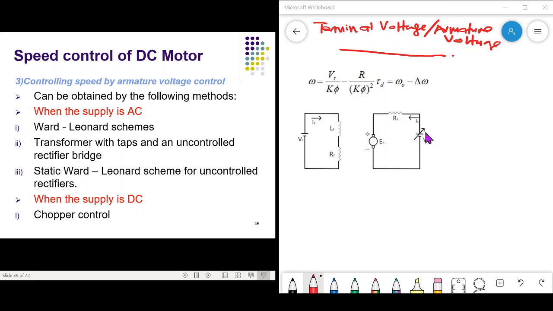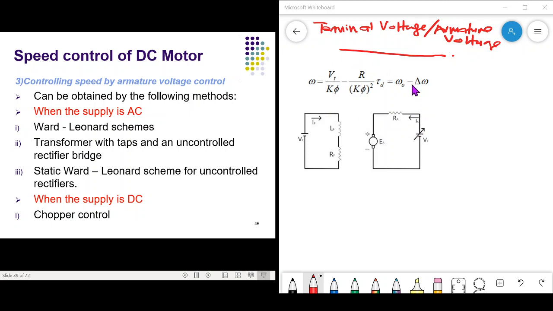The circuit shows the basic concept of this method. The only control variable is the armature voltage of the motor, which is depicted as an adjustable voltage source.